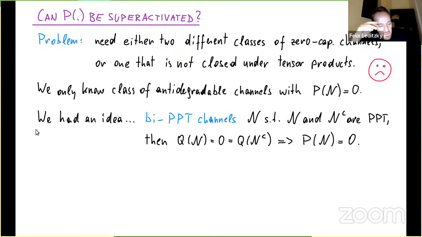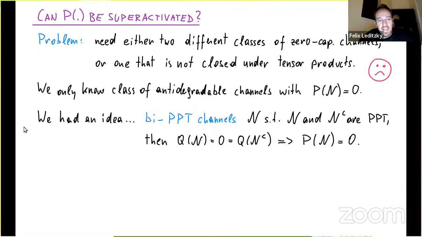And so based on our bounds, we had an idea. What if we take a channel that is PPT to both Bob and Eve? So both the channel and its complementary channel are PPT, which means that they have zero quantum capacity. Because then by our bound, this would imply that they have zero capacity also for private information transmission. Let's call these bi-PPT channels. We weren't really sure whether there was terminology there. And we thought, maybe there's an interesting example that satisfies this condition.